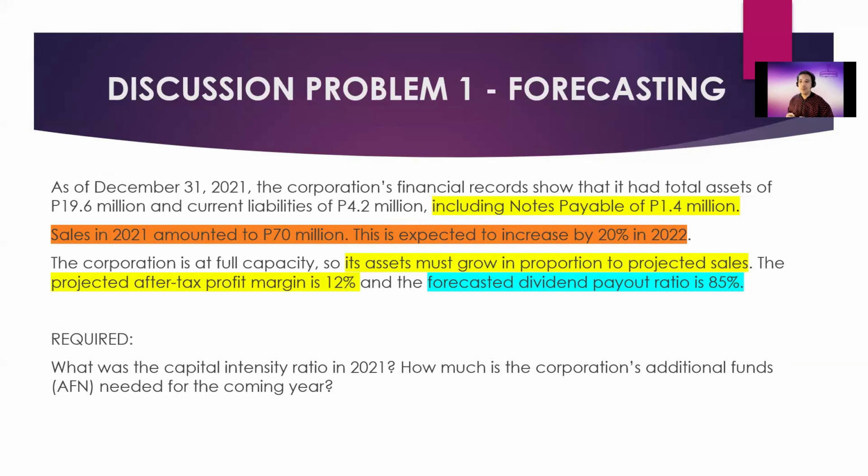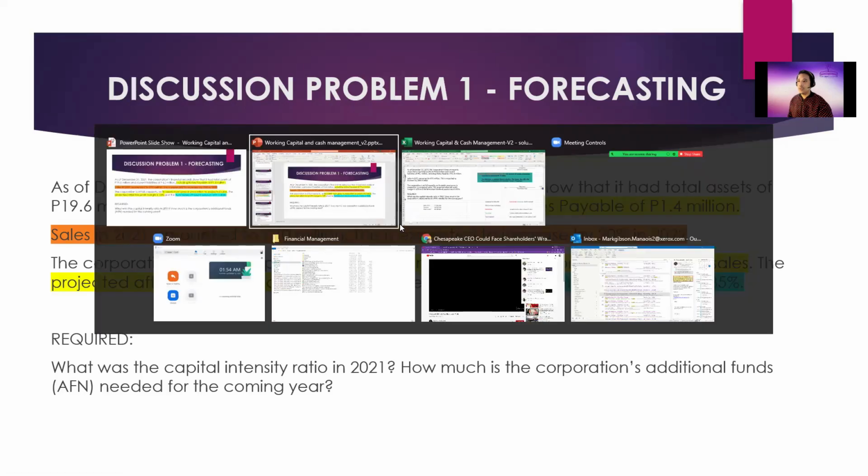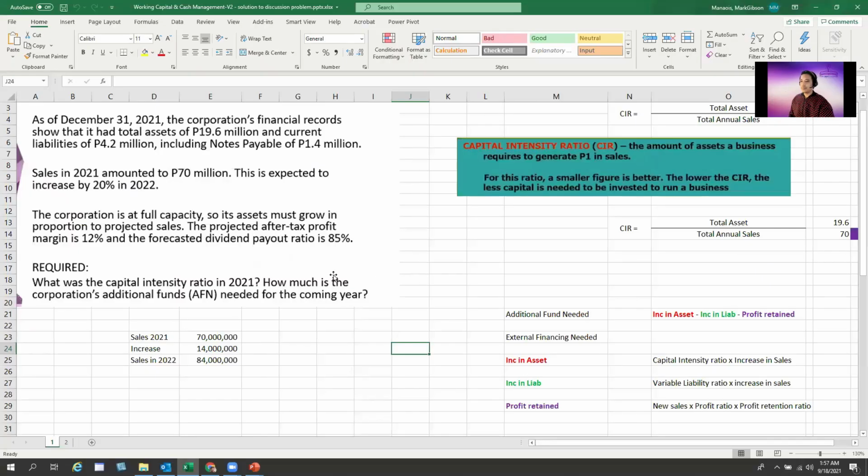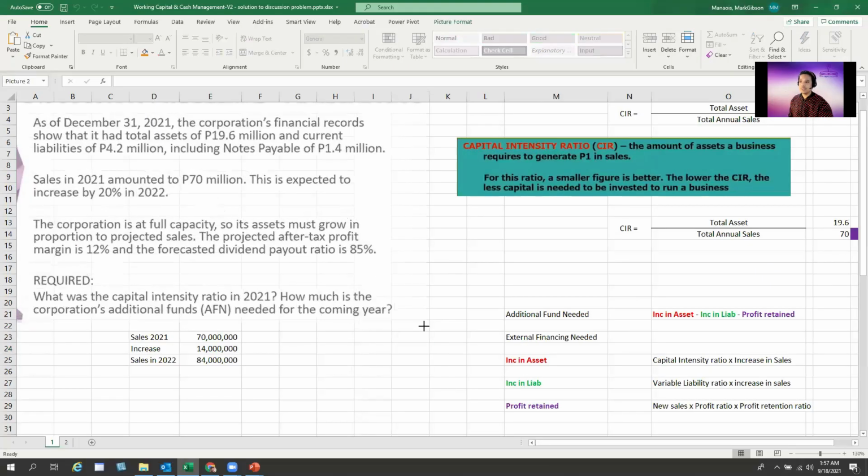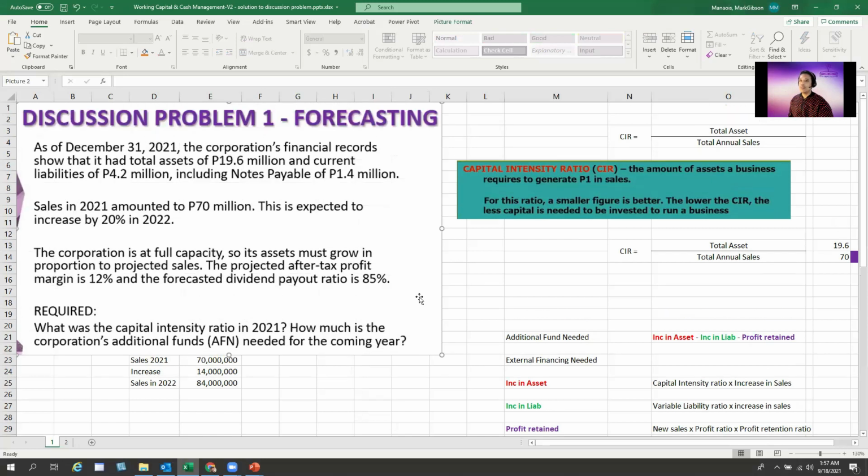So kaya ang pinag-uusapan lang natin pag sinabi natin spontaneous assets or spontaneous liabilities, these are assets or liabilities which change when sales change, no? So mamaya, syempre, pag-uusapan ulit natin yan. Okay, let's go back to the Excel file, no? So napag-usapan natin yung mga given class, ha? Pag-usapan ngayon natin yung requirement number 1. Requirement number 1, what was the capital intensity ratio in 2021?